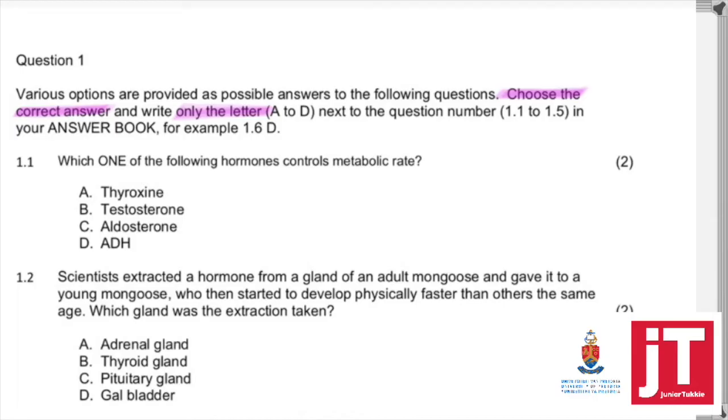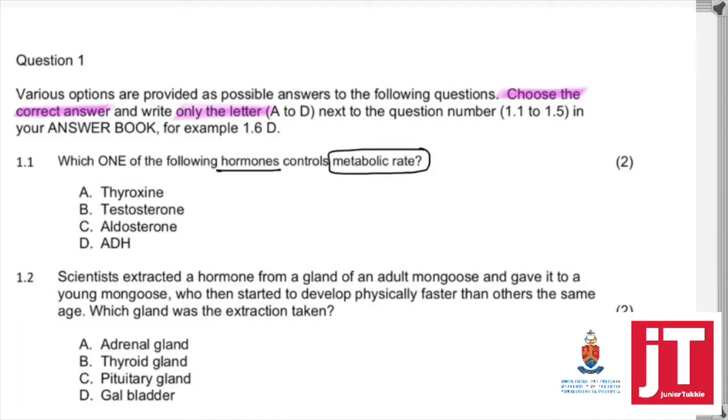Looking here, we're only writing down our selected option for each of the questions, and that's going to be from options A to D. So we're not going to be rewriting the answer because we won't be receiving marks for that, so we need to make sure we follow the instructions in the question. So here we're looking at options A, B, C, or D, and we're only going to be writing those letters down. So let's have a look quickly at question 1.1.